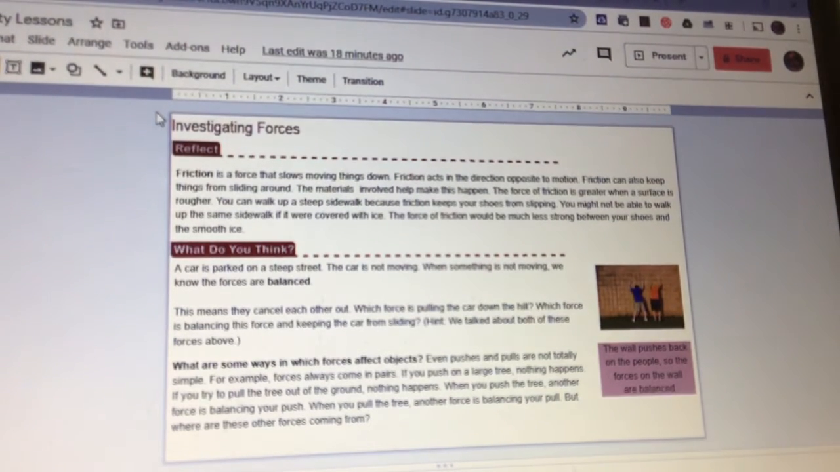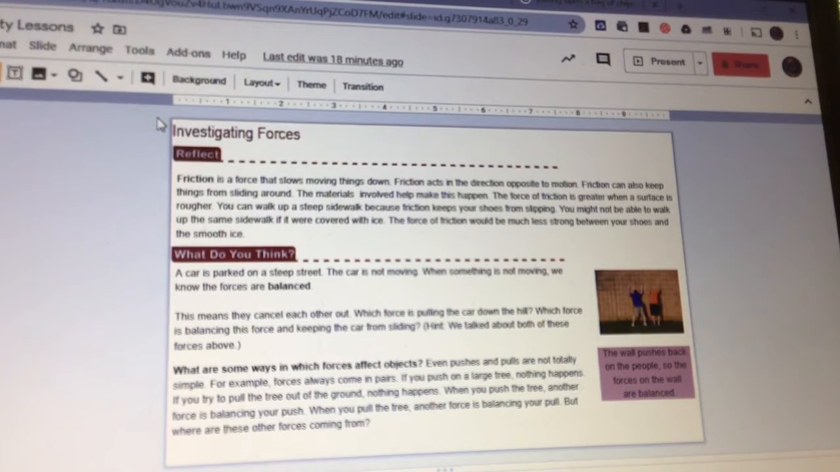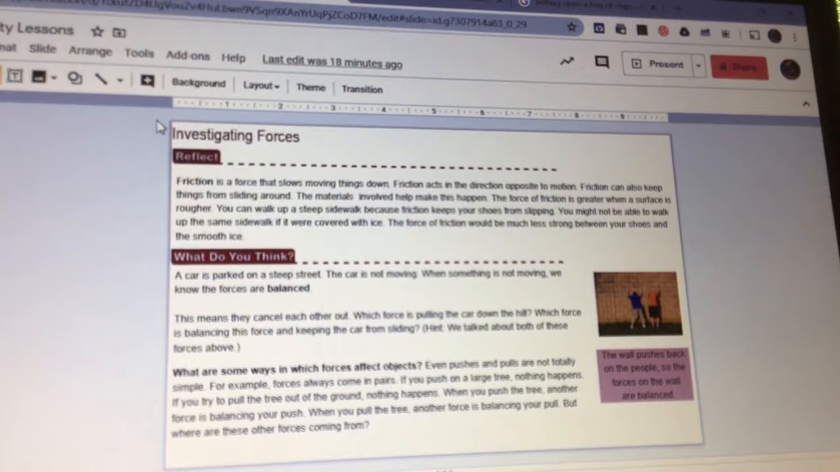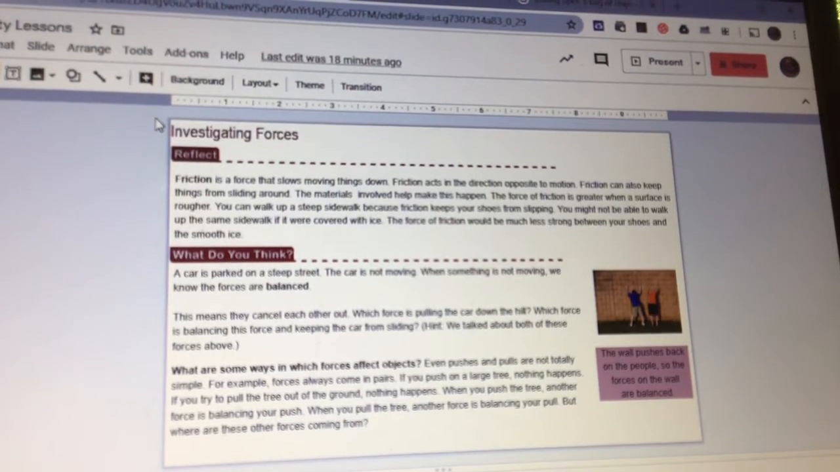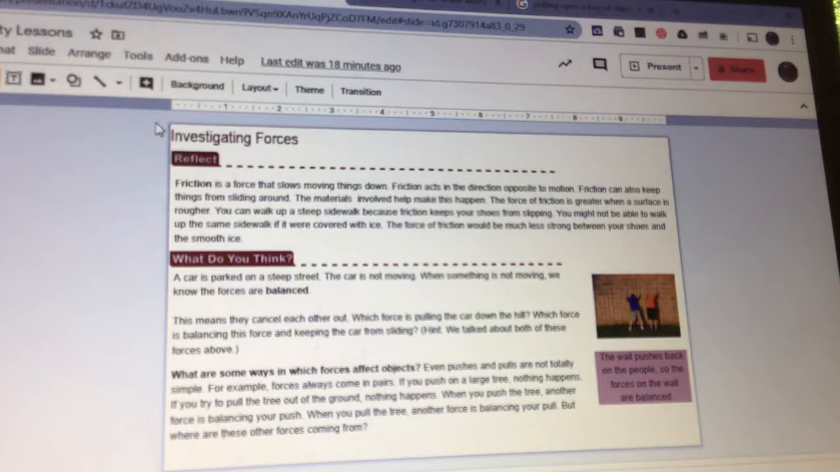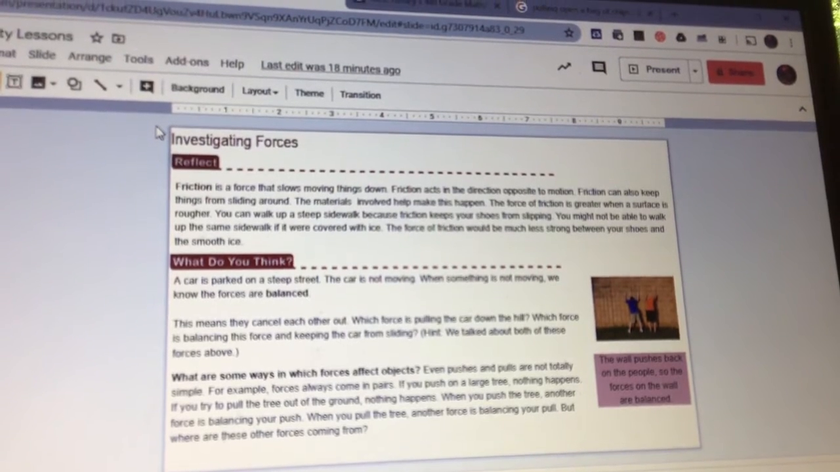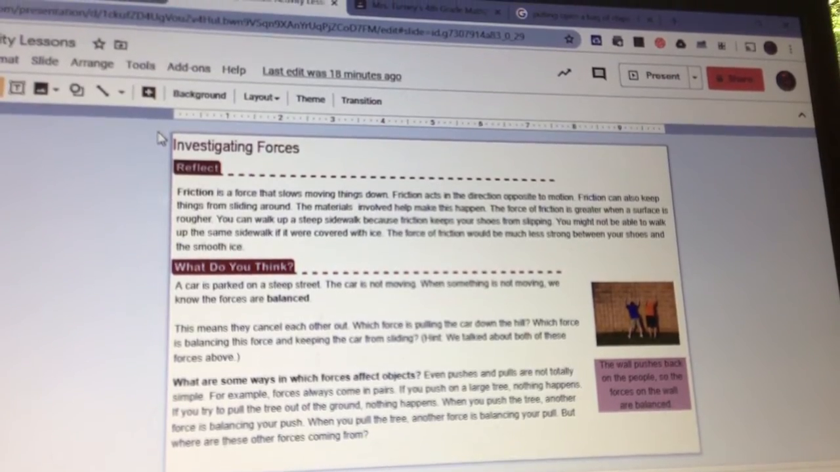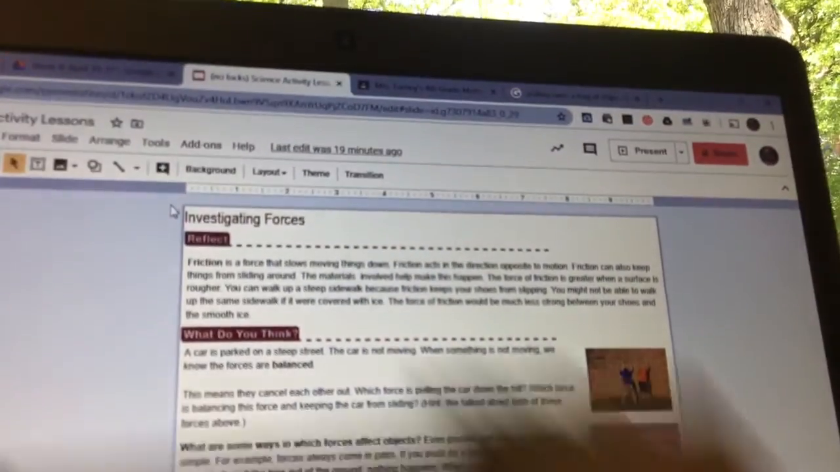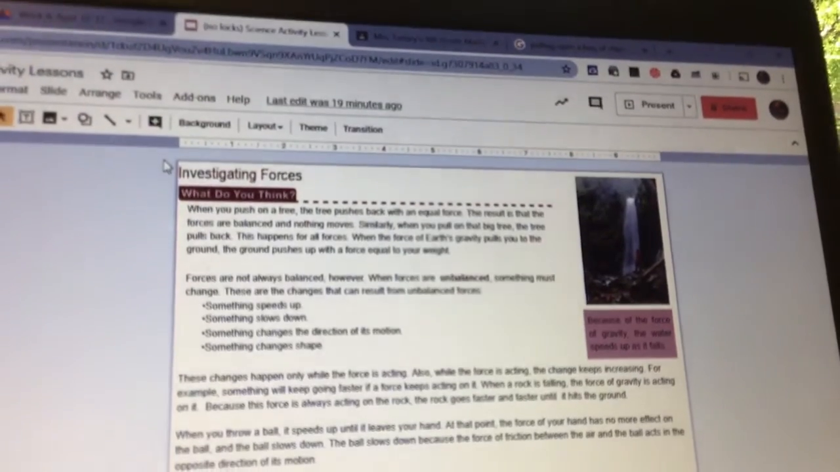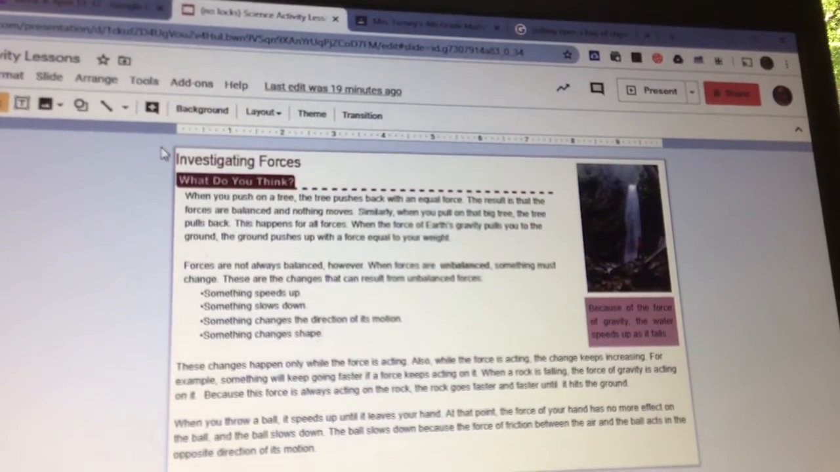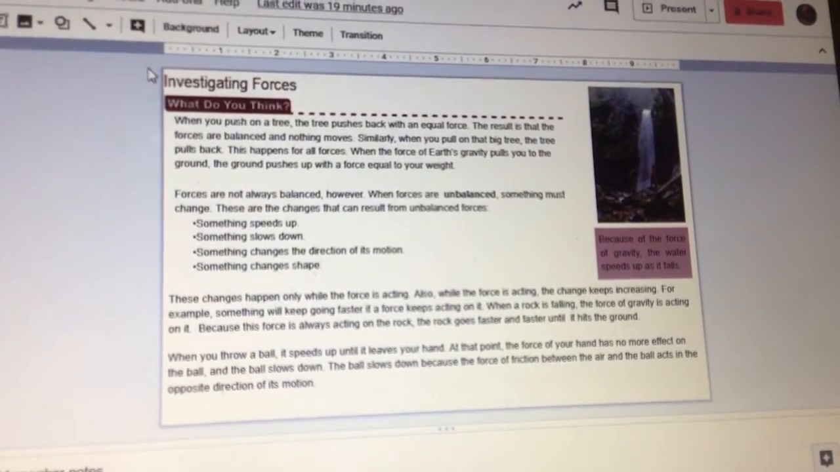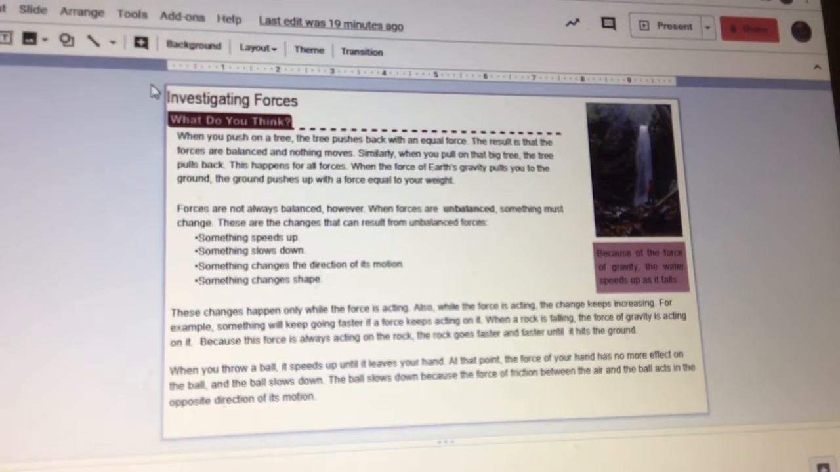Even pushes and pulls are not totally simple. For example, forces always come in pairs. If you push on a large tree, nothing happens. If you try to pull the tree out of the ground, nothing happens. When you push the tree, another force is balancing your push. When you pull the tree, another force is balancing your pull. But where are these forces coming from? So think about this. When you push on a tree, the tree is actually pushing back with an equal force. The result is that the forces are balanced and nothing moves.